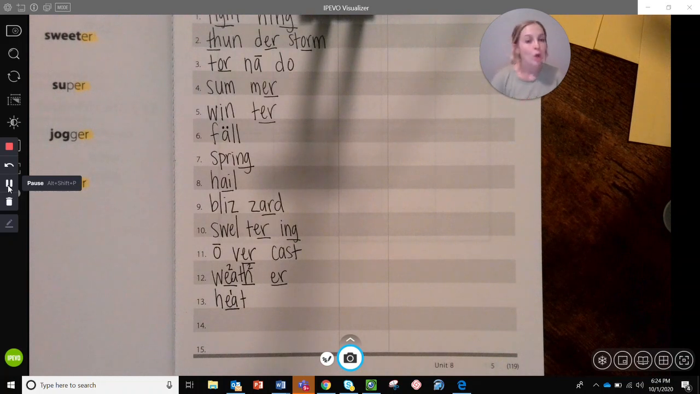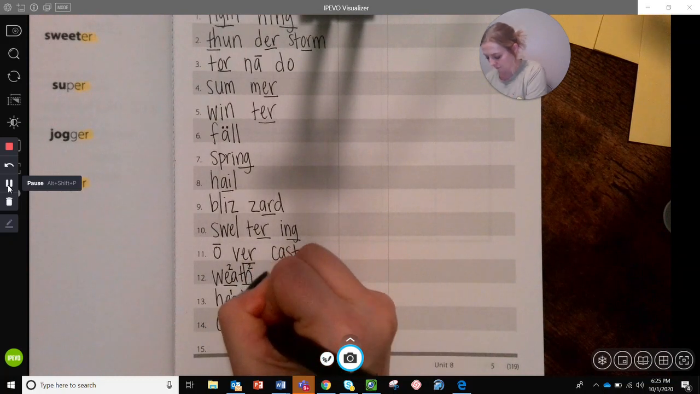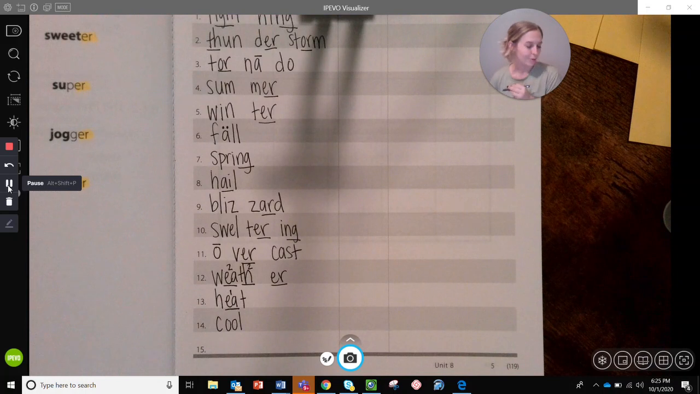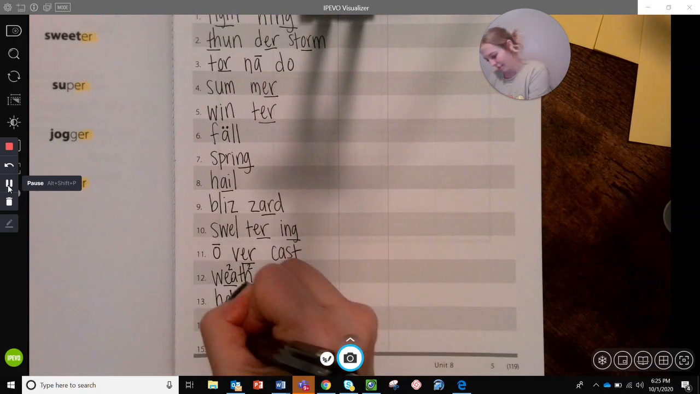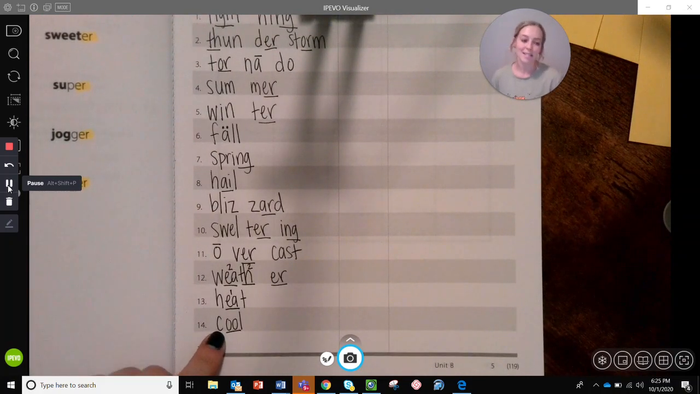And number 14, cool. The fan is blowing cool air. Cool. K, U, ul. And underline that phonogram. I know you know exactly which one it is. Good job. And then we know that this is K and not S because it does not follow an E, I, or Y. It's not sool. It's cool. And you are cool for knowing that.